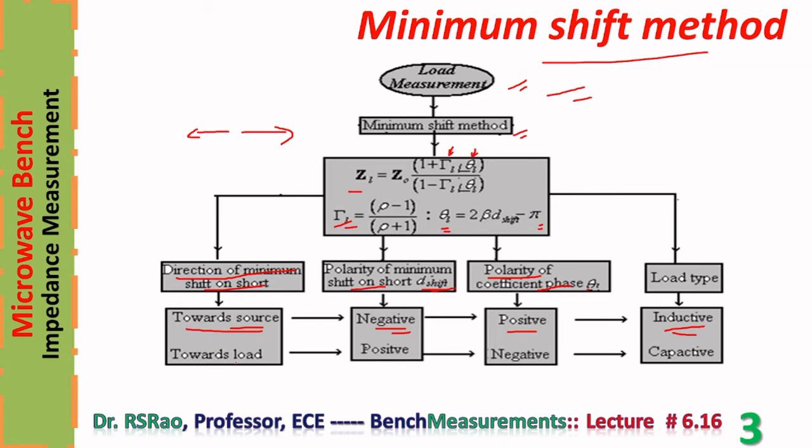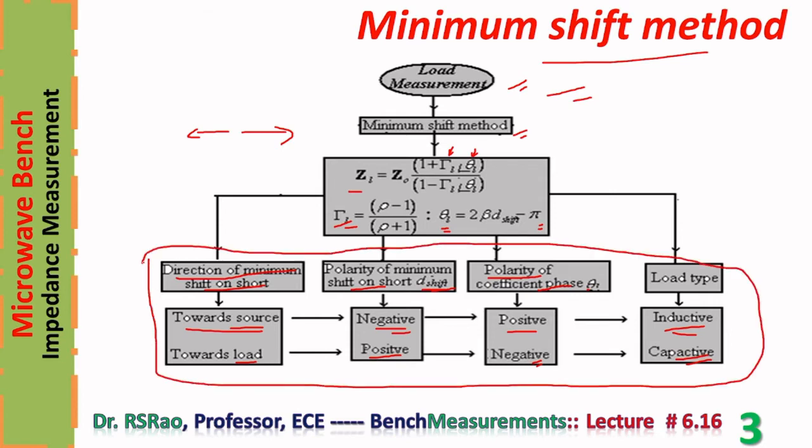When the shift is towards the load, the shift should be considered as positive. The polarity of the quotient phase angle theta becomes negative. It implies the load is capacitive. Here, two aspects are being told. One aspect is the polarity of D shift, or the sign of D shift. It should be considered negative when the shift is towards the source. When the shift is towards the load, D shift should be considered a positive quantity.